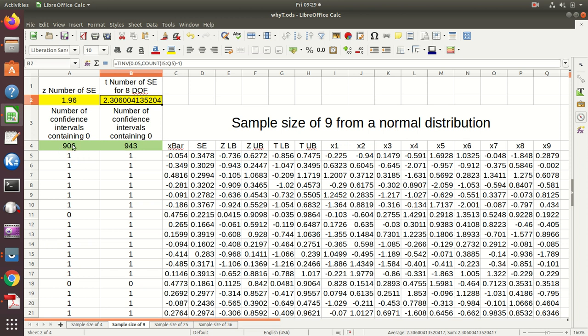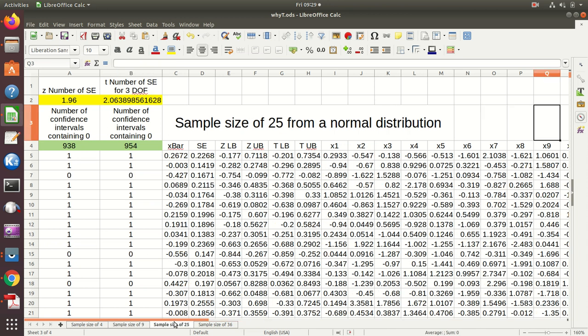This one, though, again, you see it's too low. And the reason it's too low is that's too narrow a number. We need a wider confidence interval. We need 2.3, not 1.96. But with this bigger sample, sample size 9, we are getting closer to the normal distribution.